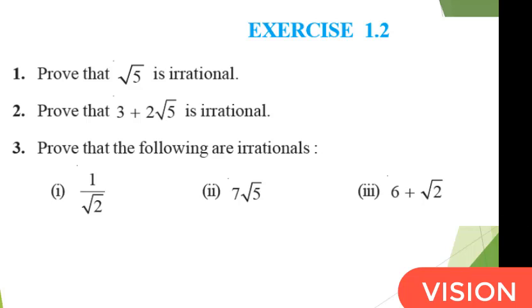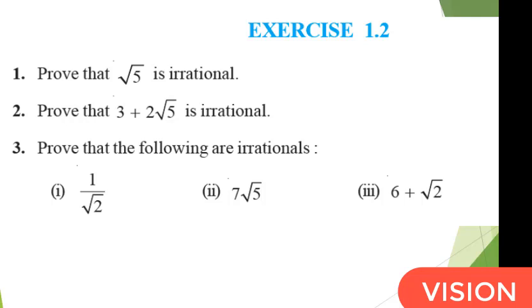In this session, we are going to see exercise number 1.2 in unit 1 of CBSE real numbers. The title of the unit is real numbers. In this exercise, we have only 3 problems compared to the first exercise 1.1. The problems are a little bit lengthy, but all are the same type of problem: proving the given number is irrational.